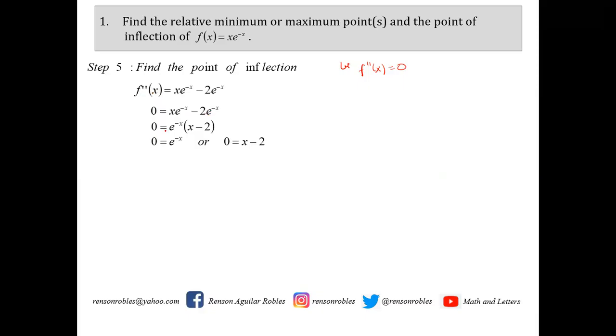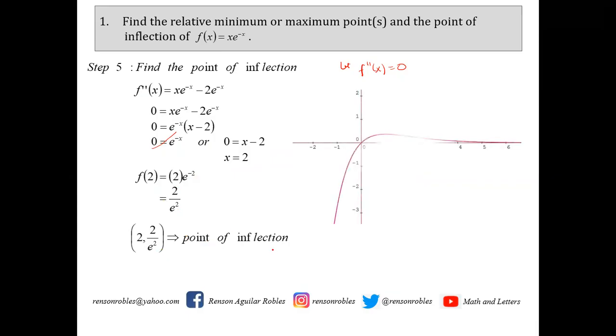So we shall have 0 equals e to the negative x times the quantity x minus 2, and then 0 equals e to the negative x, or 0 equals x minus 2. Again, this will give us an extraneous solution. Therefore, x equals 2. And then to find the point, we shall replace x in the original function by 2. So we shall have f of 2 equals 2 times e to the negative 2, or that's 2 over e squared. And therefore, the point 2 over e squared is a point of inflection.